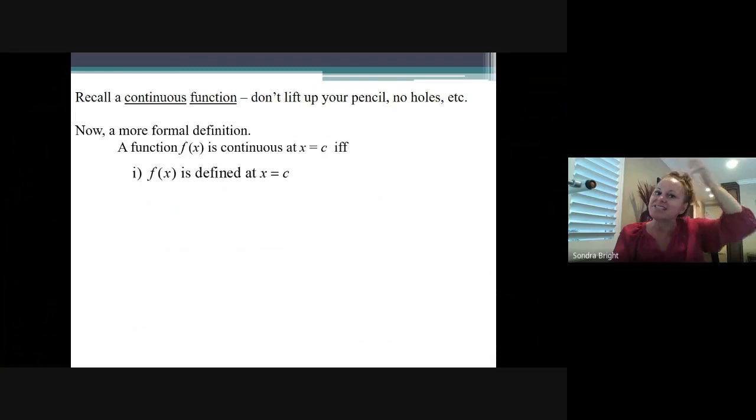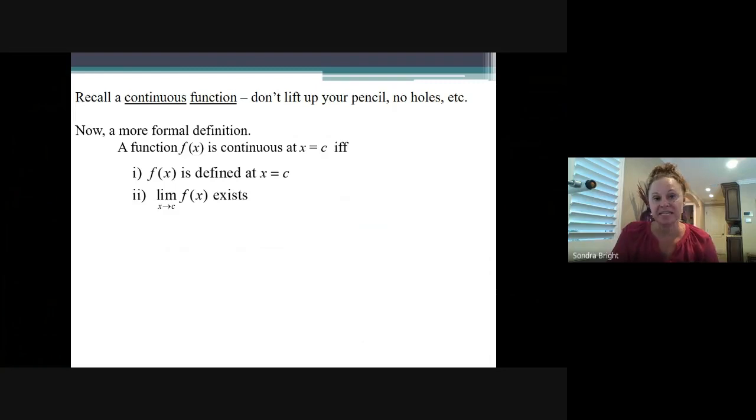So like, let's say the c is a 2. So at x equals 2, can you look at the function and go f of 2? Is there a closed dot representing f of 2, that there's an actual y value that exists for your x value? Does the limit exist?